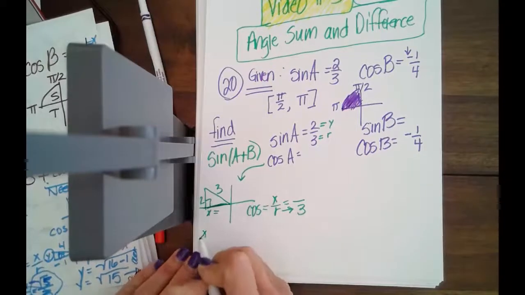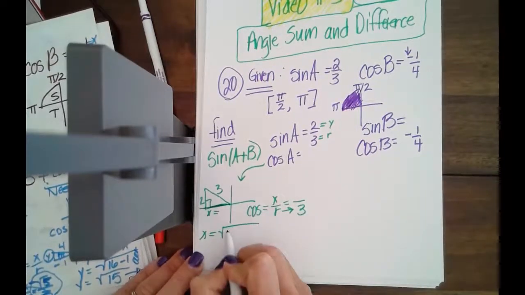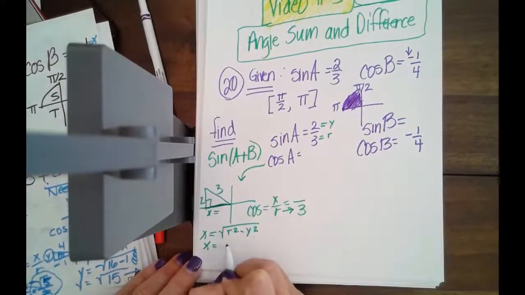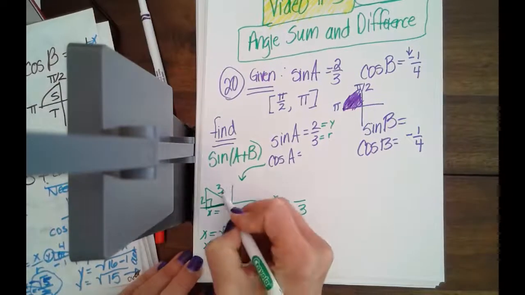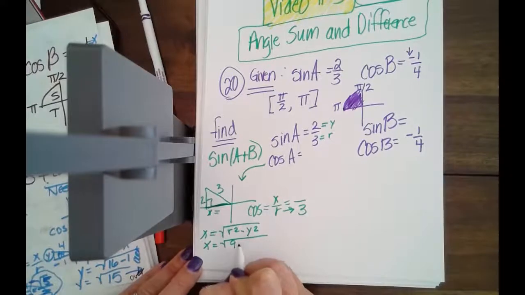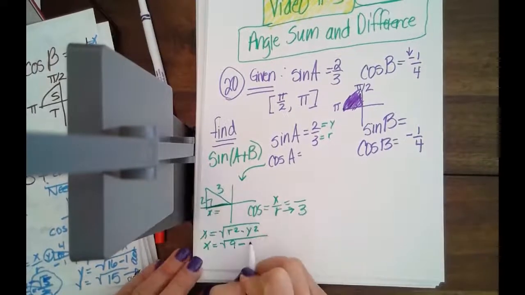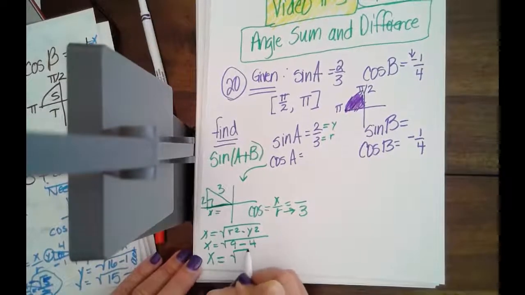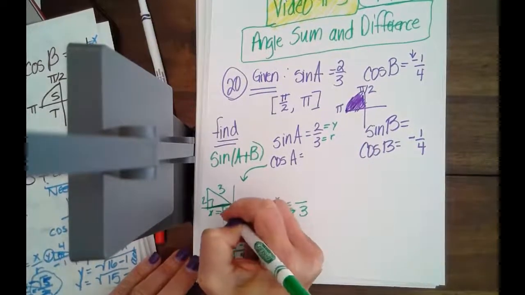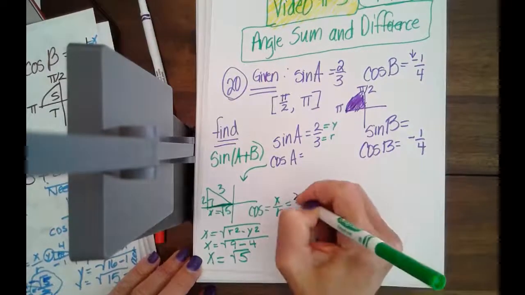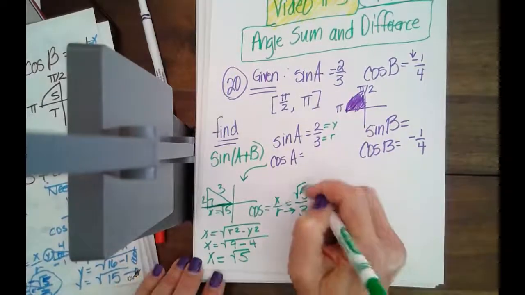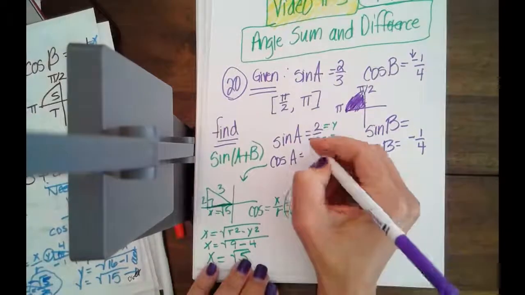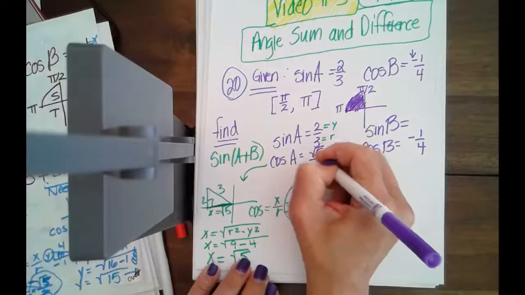Well, x is equal to the square root of r squared minus y squared. X is equal to the square root of 3 squared, which is 9, minus 2 squared, which is 4. X is equal to the square root of 5. So x is radical 5, and radical 5 over 3 is our missing cosine. So the cosine of alpha is square root of 5 over 3.